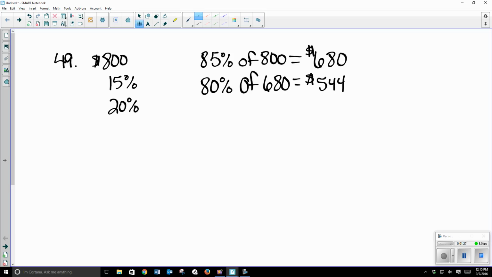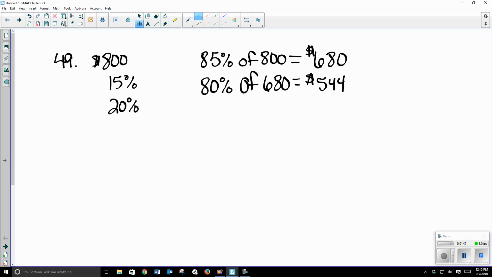You may think, well, that's 35% off of 800, but it doesn't work that way. It does not work that way. You have to do it individually. But that's not answering the question. It says, what percent of the original price was the final price? Okay. What percent of the original price is the final price?